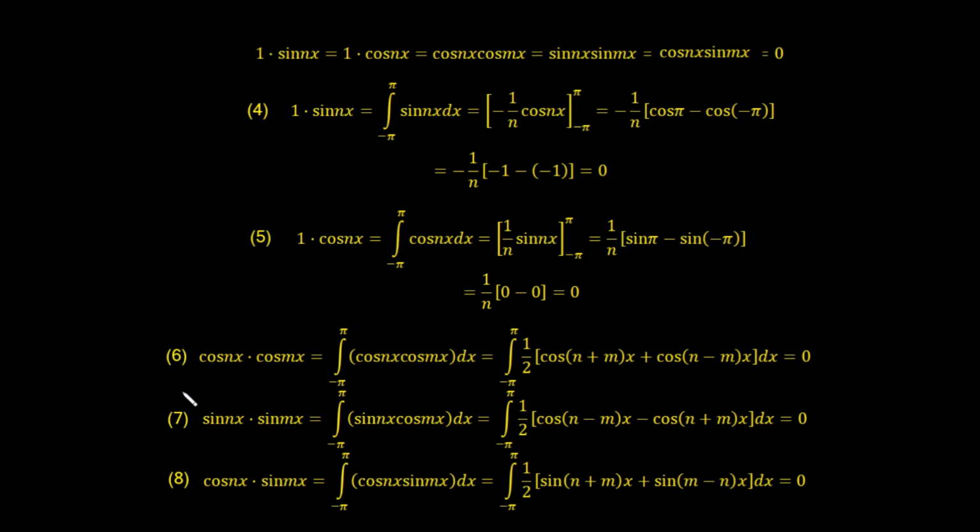Now, the last three here, 6, 7 and 8, we're going to use, again, a trig identity. So we're going to have cos n times the cos m, and the half angle formula is going to be a half of cos n plus m plus cos n minus m. And we're going to integrate that. Now, when we integrate that, it's quite straightforward. It's going to give us a value of 0.